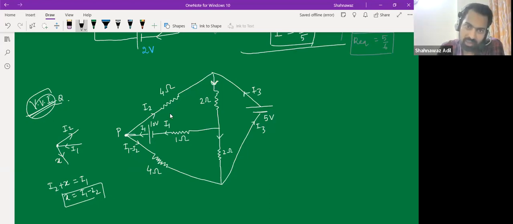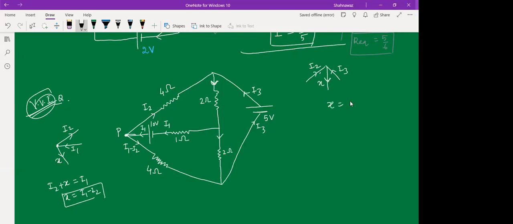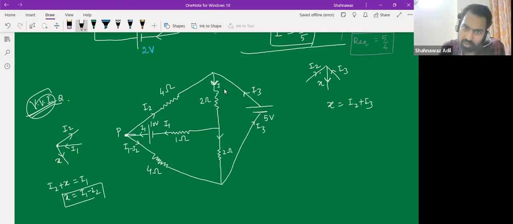I will keep this question for the extra class, right? And you see I3 is coming and I2 is coming. So this would be how much? Let us make the junction. This is I2 and this is I3. Let's say this is X. So X would be how much? Total outgoing, I1 would be equal to I2 plus I3.